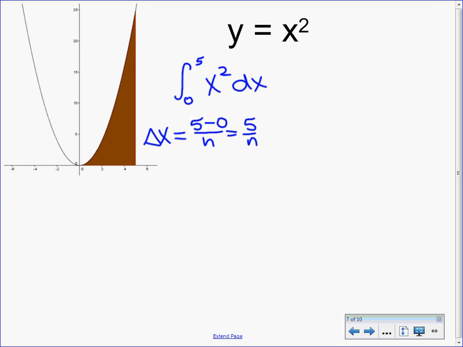Now we need x sub k. Remember, we're taking the right-handed endpoints for our rectangles. So we're going to start with a, which is 0, and we're going to add the width over and over. So our x sub k is just 5 over n times k.